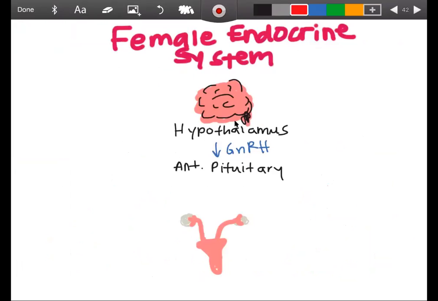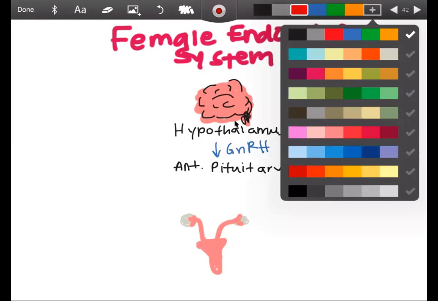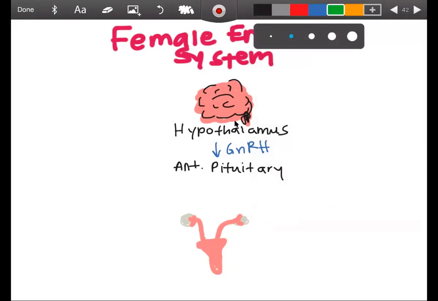And then we have the female endocrine system. So in the female endocrine system, we have different phases actually. So of course your hypothalamus is going to release the gonadotropin releasing hormone, and the anterior pituitary gland is going to release FSH and LH to the ovaries.